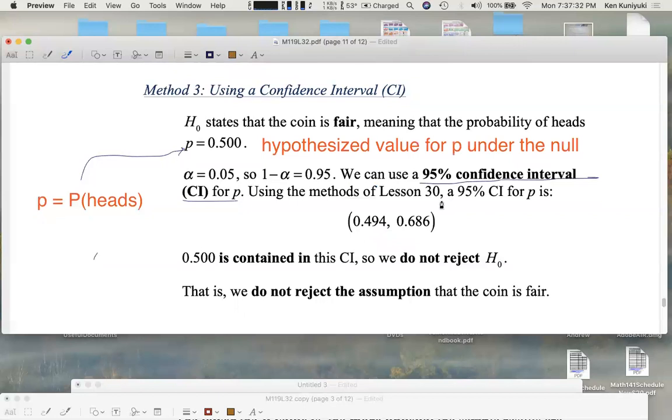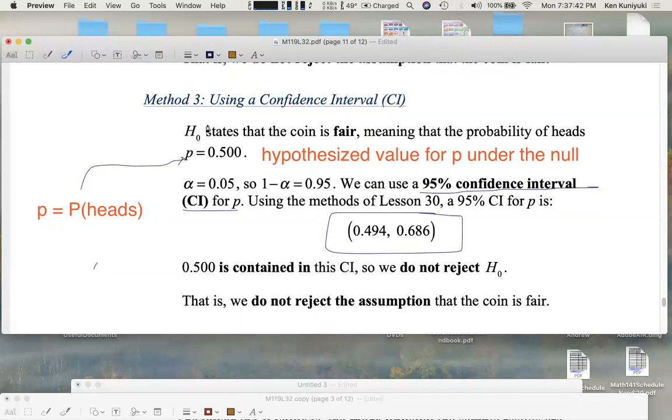So using methods from before, or maybe you're using Excel, a 95% confidence interval for P is given by this, from 0.494 to 0.686. Now, according to the null, P is exactly 0.5. Is 0.5 in this confidence interval? The answer is yes. 0.500 is contained in this confidence interval. It contains the value for P hypothesized under the null, so we do not reject the null.